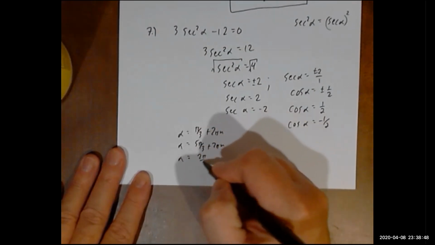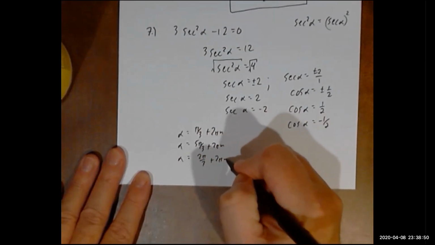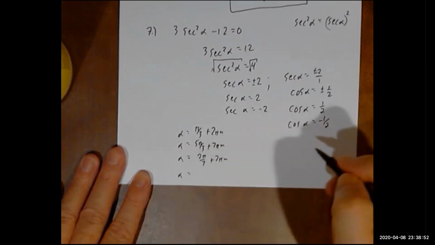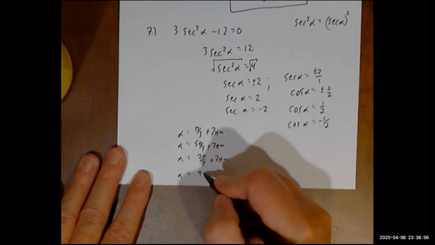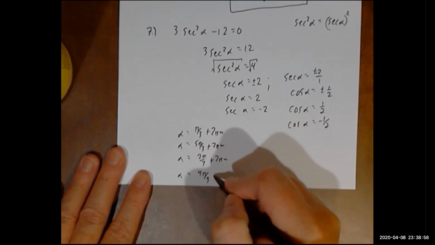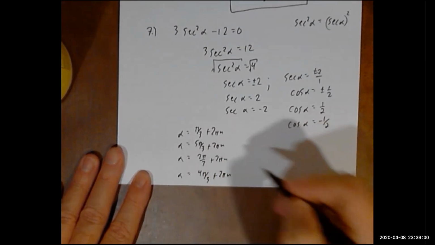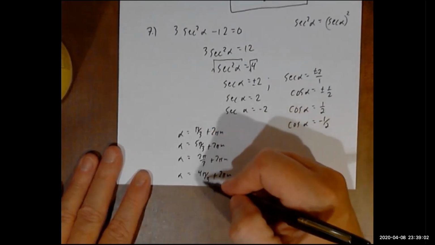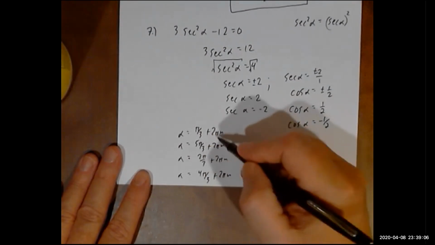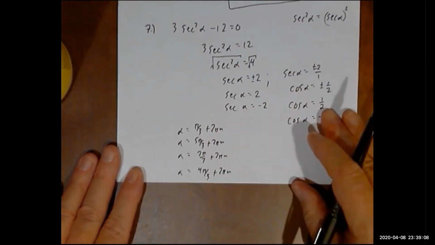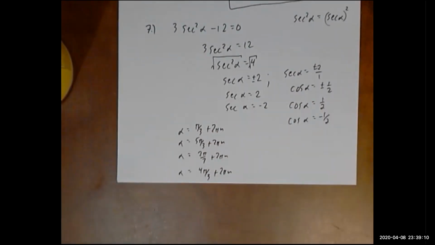It's 2 pi over 3 plus 2 pi n. And finally, negative 1/2 is also... so actually I have 4 different angles: pi over 3, 5 pi over 3, 2 pi over 3, 4 pi over 3, all with 2 pi n added to it. So that is what I propose to be the solution to number 7.